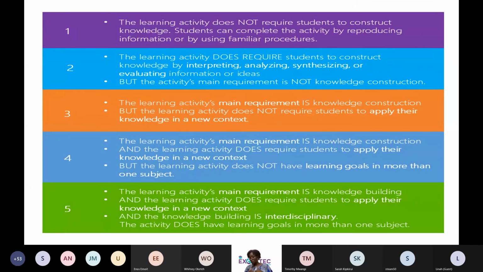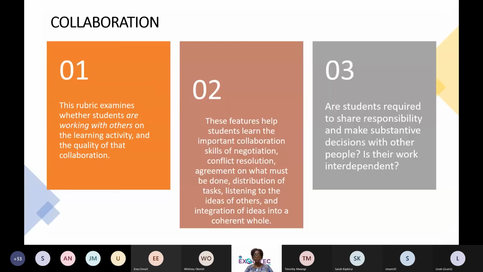So basically, that is what knowledge construction is, and that is how you apply the rubrics for knowledge construction. So let's move on to another learning skill, collaboration.